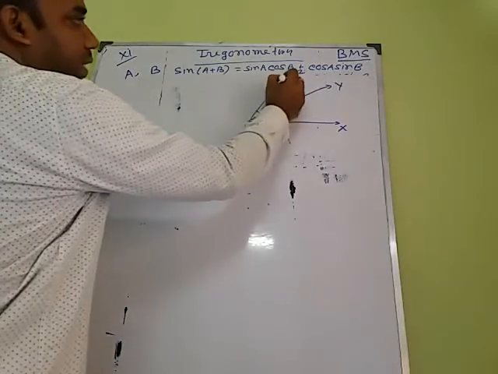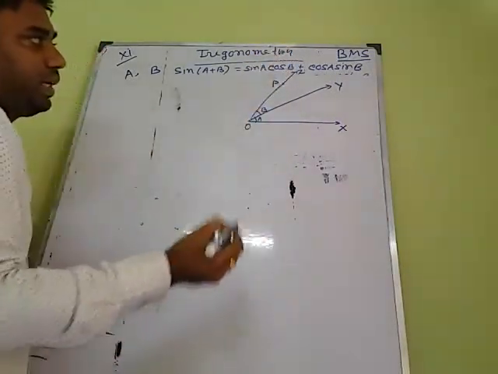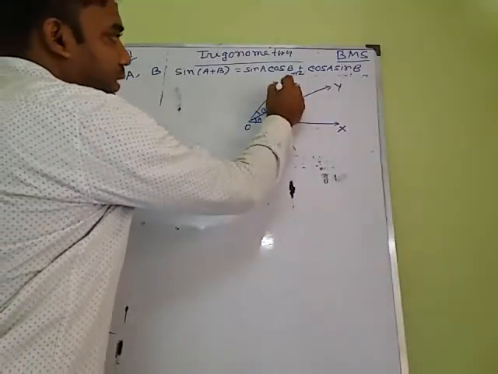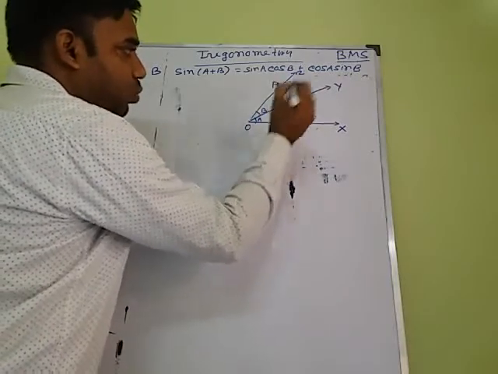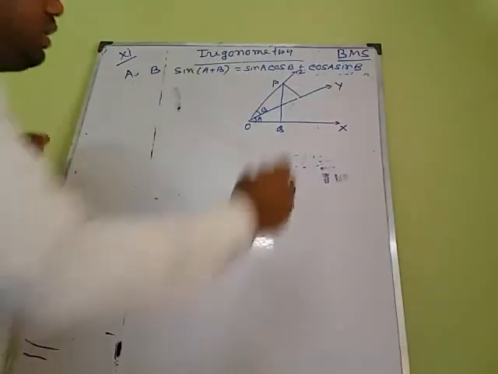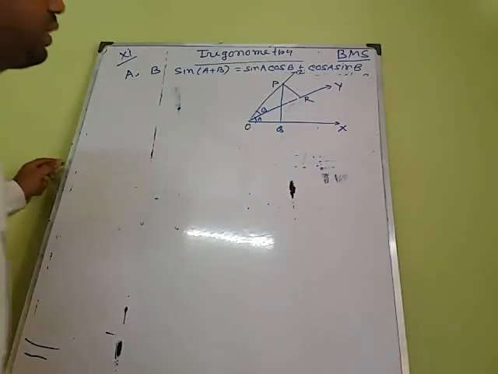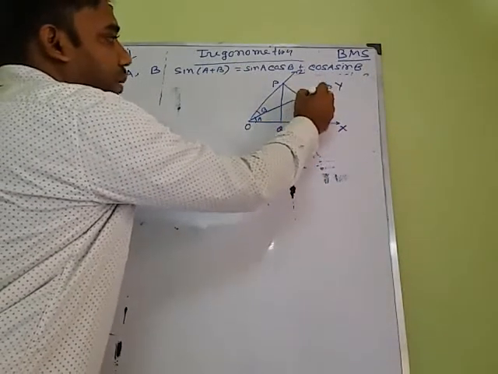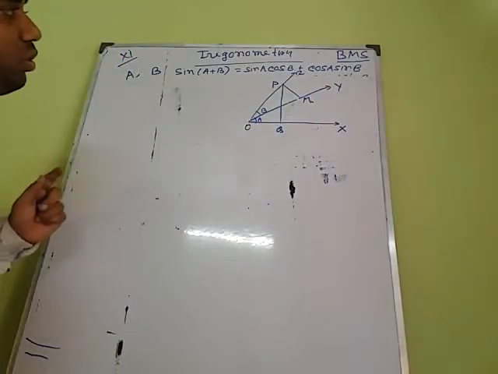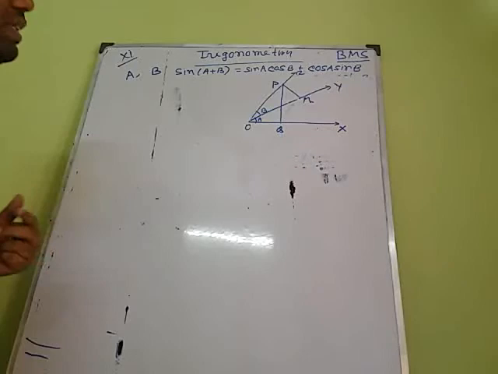Now from a point on the line OZ, I am giving that point the name P, and drawing two perpendiculars on OX and OY, that is PQ and PM. PQ is perpendicular on OX and PM is perpendicular on OY. Okay, these are the perpendiculars.